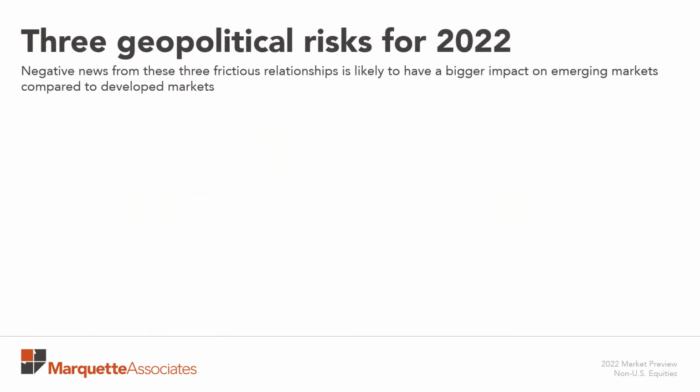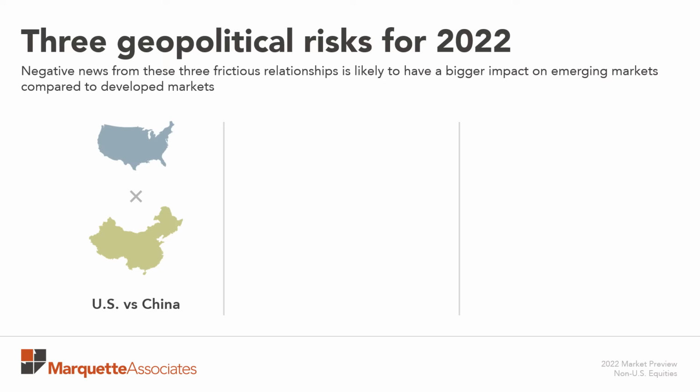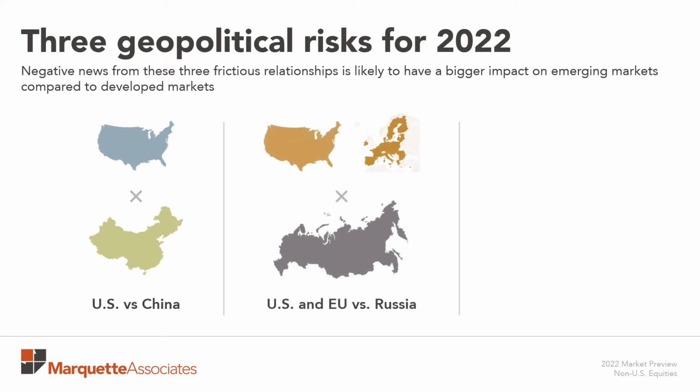Unfortunately for Team Emerging Markets, we do think there's another relative headwind for EM, and that is geopolitical risk. There are 3 key relationships we think are likely to have an impact on equity markets: US versus China, US and EU versus Russia, and China versus Taiwan. While we can't predict the outcome of any of these entanglements, we can say that any negative news is likely to hit emerging markets equities worse than developed markets. In particular, Chinese equities are likely to have the most volatility on any geopolitical hiccups.